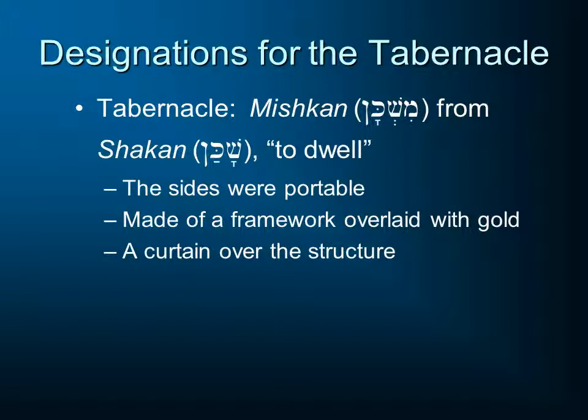Now we're going to see in a moment, that's sort of a familiar idea. When they looked into Tutankhamun's tomb, they found this sort of flimsy structure of portable sticks that were overlaid with gold, and then a curtain over it. In other words, a tabernacle that was over the sarcophagus of King Tutankhamun. And the same description goes for the tabernacle.